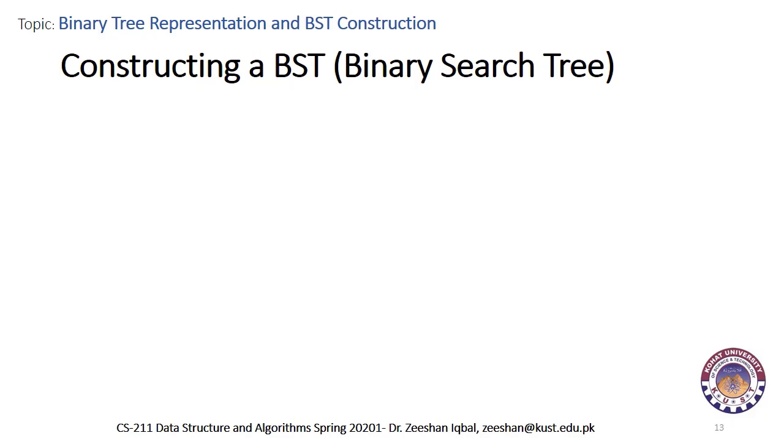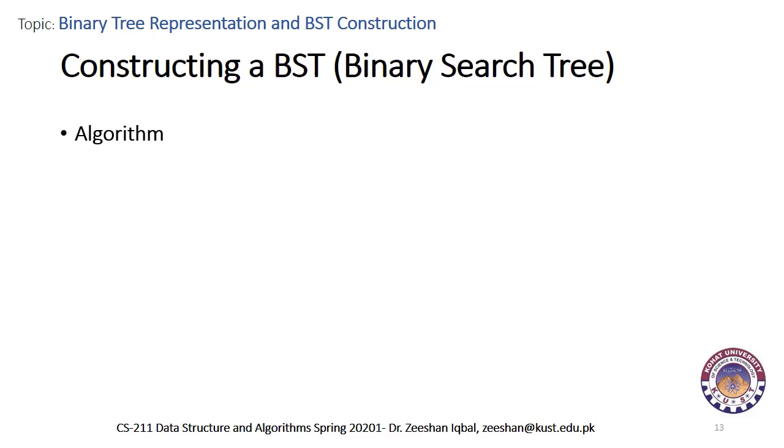Constructing a binary search tree. Let's remind what is binary search tree. In a binary search tree, the left child will always be smaller than its parent node and the right child will always be equal to or greater than its parent node. So the left portion of a binary search tree will contain smaller values and the right portion will contain greater values than its parent node.